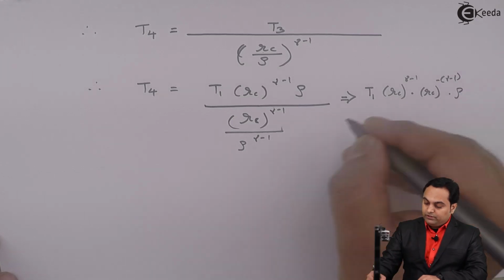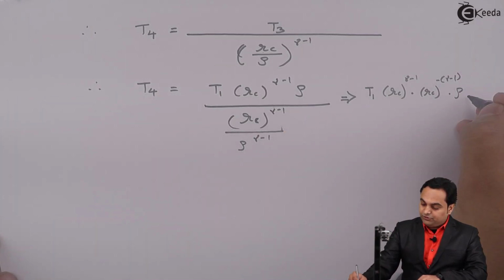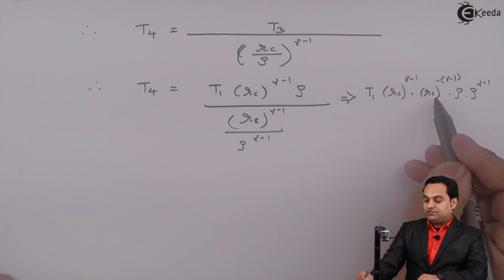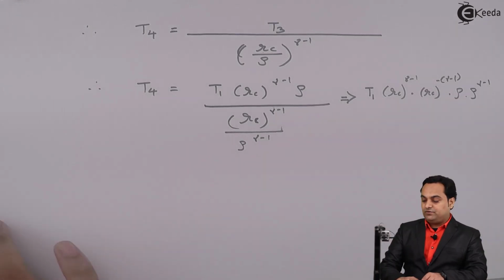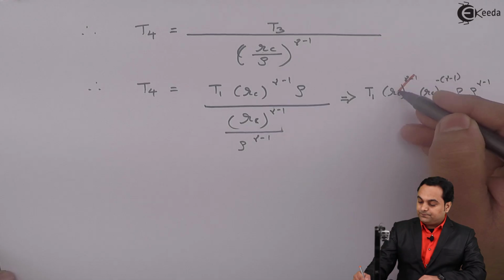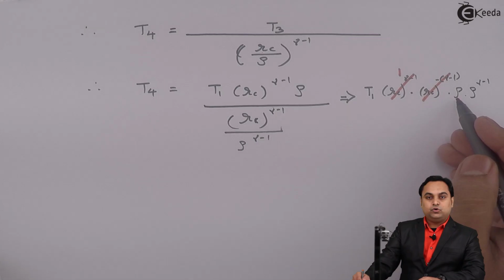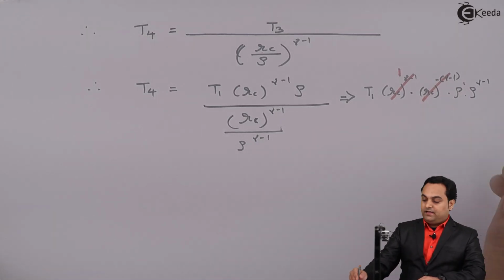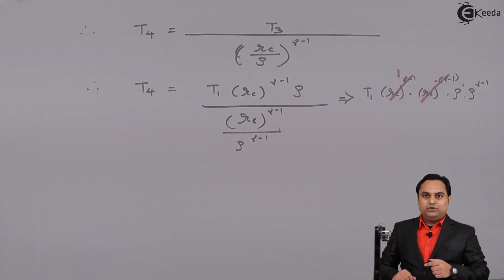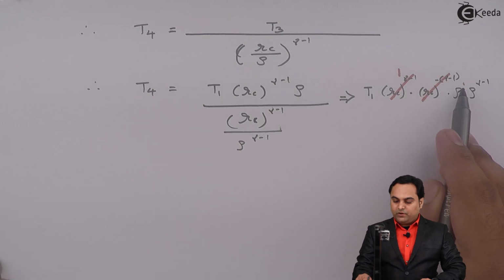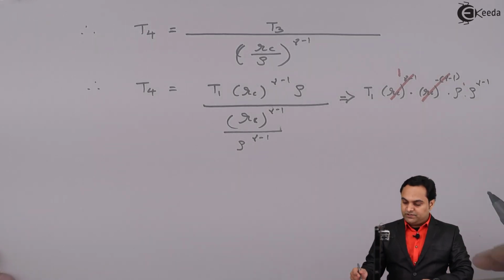Next, here I have rho, and this rho which I send into the numerator, so that will be rho raised to gamma minus 1 as it is. Now if I see here, this is RC raised to gamma minus 1, this is RC raised to minus gamma minus 1, so both will get cancelled out and this term 1 will be left. Next, it is rho which is raised to the power 1, and here we have rho raised to gamma minus 1. So now here I have rho raised to the power 1 and here we have rho raised to the power gamma minus 1.